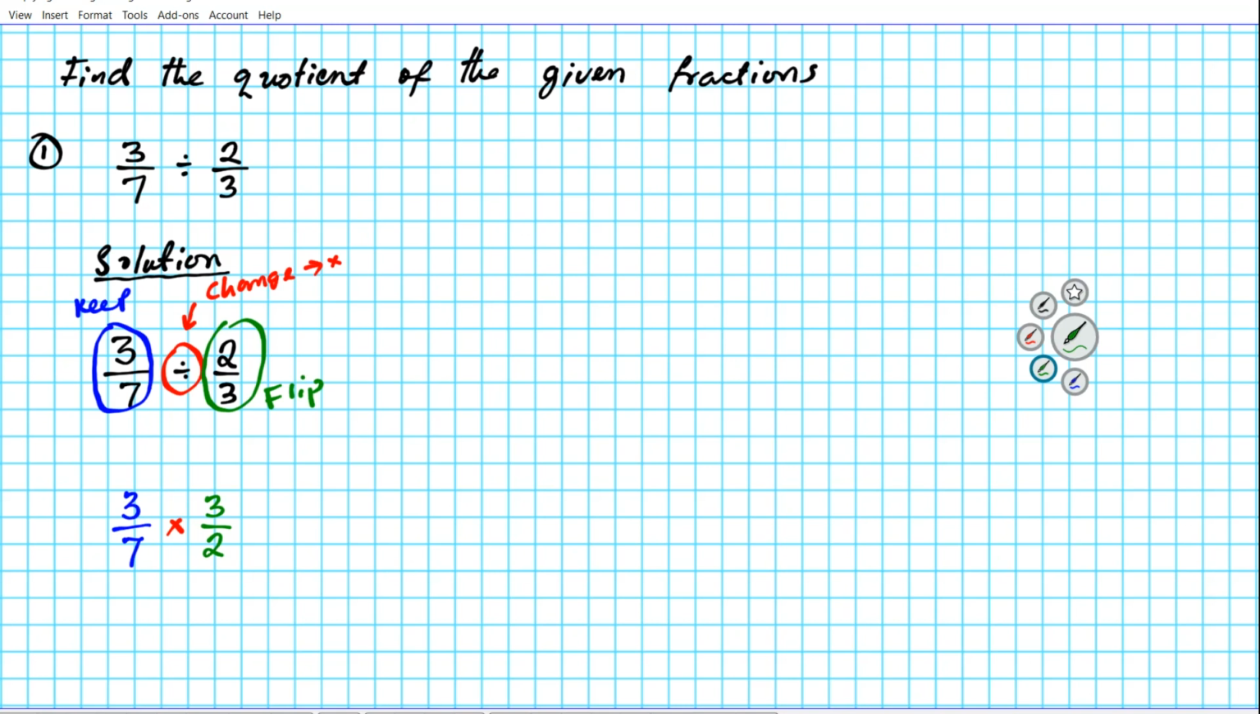Alright, so you might wonder, why are we doing this? Why do we keep, change, and flip? Well, you have to remember what division is. Division is the same thing as multiplying by the reciprocal.